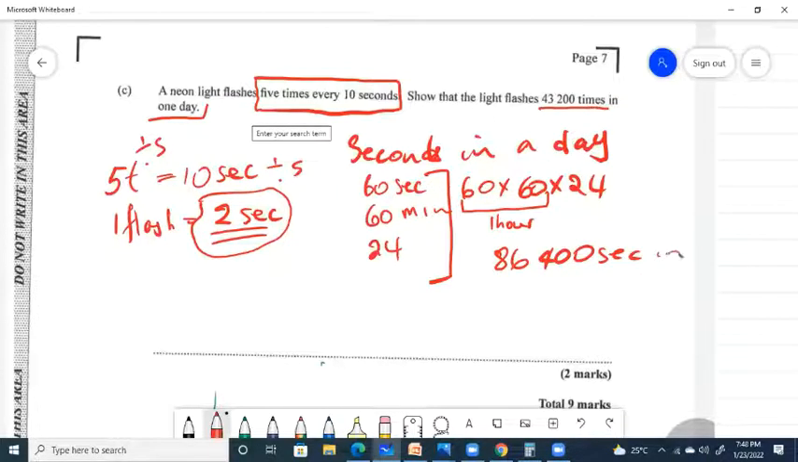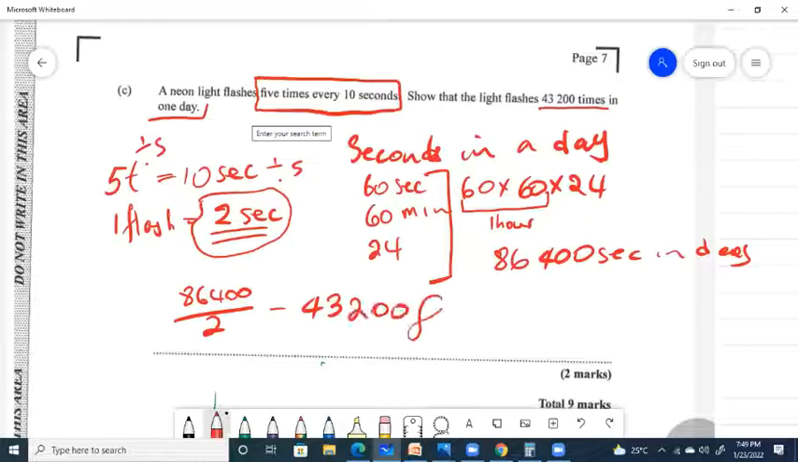seconds in a day. So this is not the answer though. This is the amount of seconds in one day, but we want to show that the light flashed 43,200 times in that one day. So now you're going to divide the 86,400 by the 2, because remember, every 2 seconds it flashes. So it's half of it, and you're going to get 43,200 flashes.